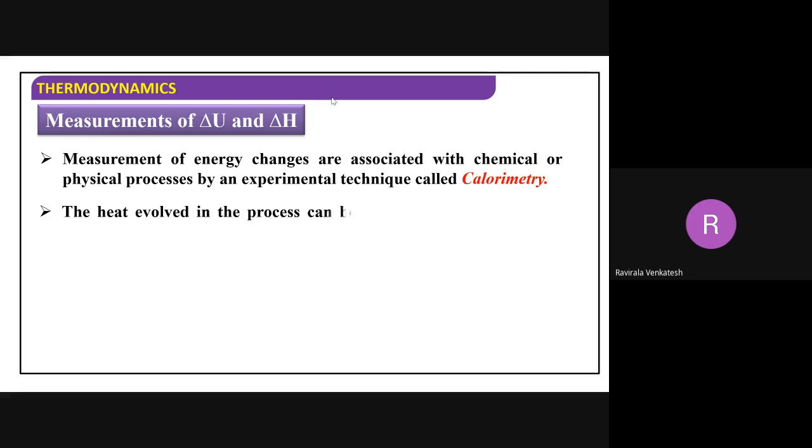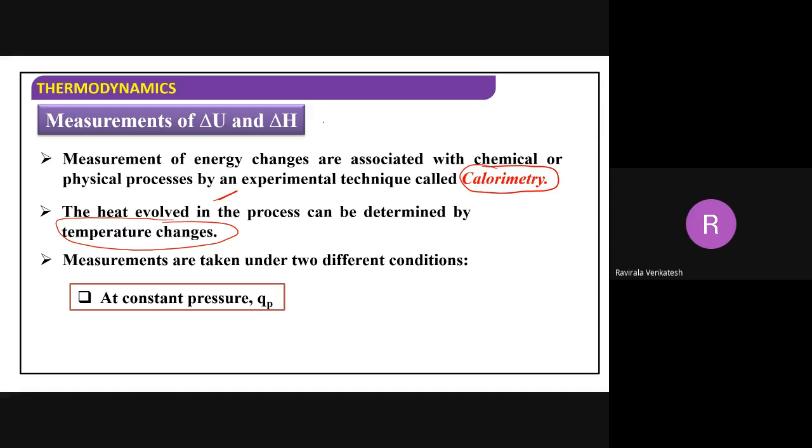How do you measure delta U values here? How to get the internal energy values? Measurement of internal energy or enthalpy can be done by a calorimeter. The heat evolved in this process can be determined by the temperature change. By temperature changes, we can calculate the heat evolved in the process. Measurements can be taken in two conditions: one is at constant pressure, the other is constant volume. By using constant volume and constant pressure, we can measure the temperature so that we can get the heat.